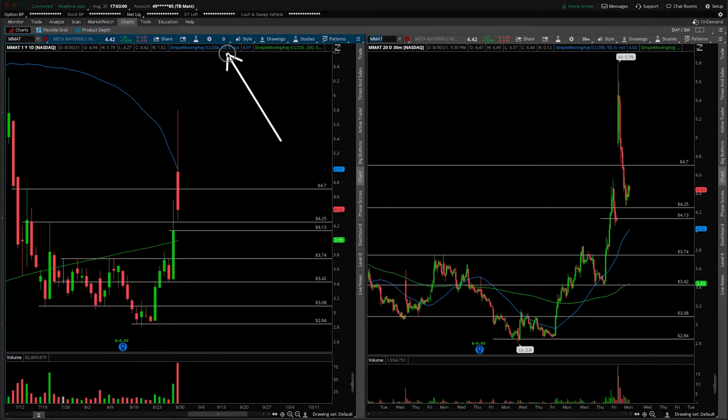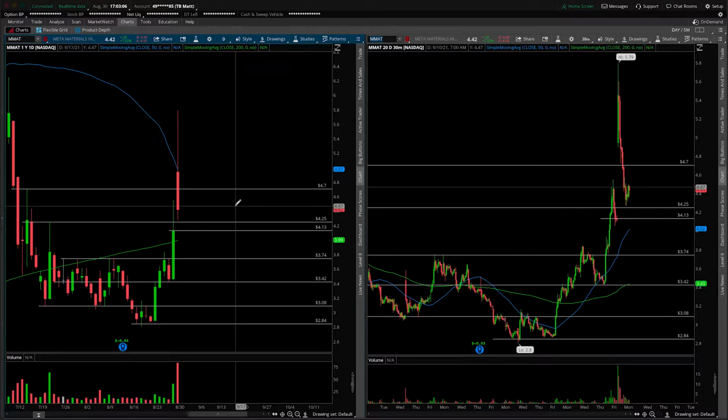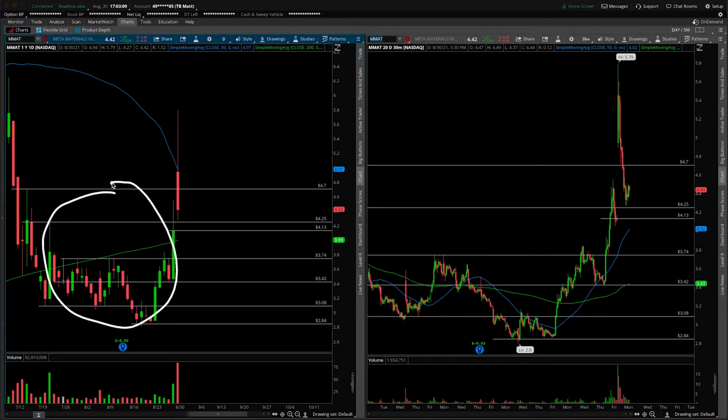On the left-hand side, we have the daily time frame, and on the right-hand side, we have the 30-minute intraday time frame. Clearly, there have been some developments here. We've covered this one in recent history, as noted by the drawing here. And what we're seeing is, of course, a large gap up. It made a pop higher and, of course, filled the gap, closing the week to the downside here.